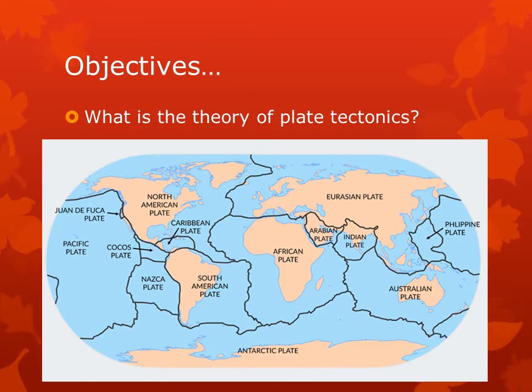But we've also got some smaller plates, like the Arabian plate, where the Middle East sits, the Indian plate, where India is, the Philippine plate, you guessed it, where the Philippines are. And then you've got some smaller ones, like the Caribbean, Cocos plate, Nazca plate, and the Juan de Fuca plate. All right? So these are going to play a role in how the Earth is shaped.